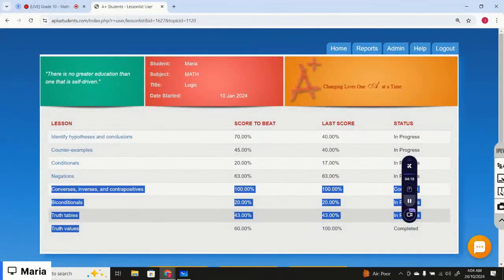Here I am on grade 10 math. Let's just start with the lesson. Chapter logic. The lesson we're going to start with is converse, inverse, and contrapositives.